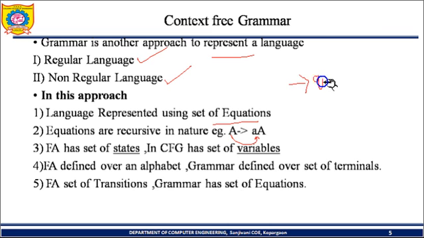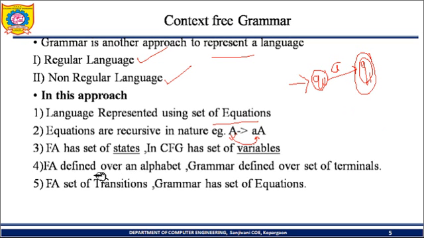For example, here if I draw q0, after accepting small a, it will be in q1. So in this transition diagram, in this finite automata, two states are there, q0 and q1. But in case of CFG, we have variables. Instead of q0, q1, here we have variable A. So in CFGs, we have a set of variables.